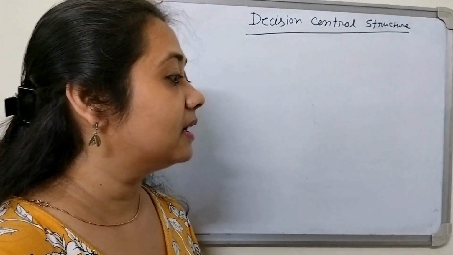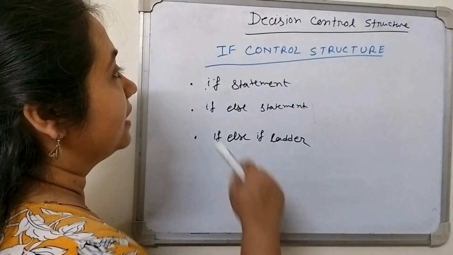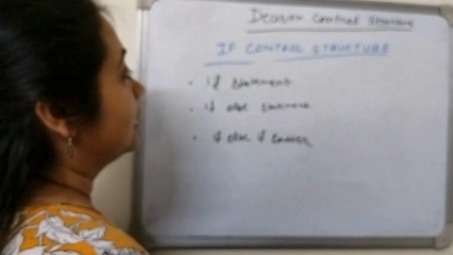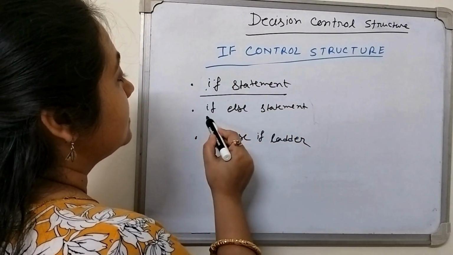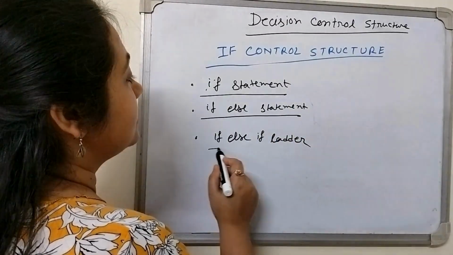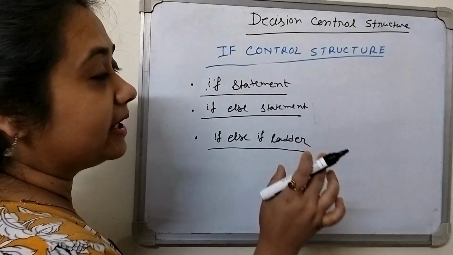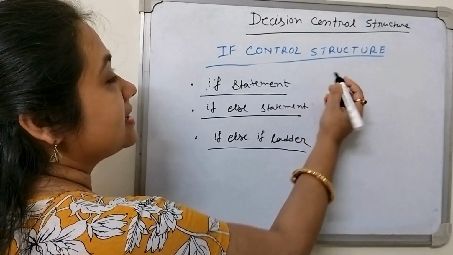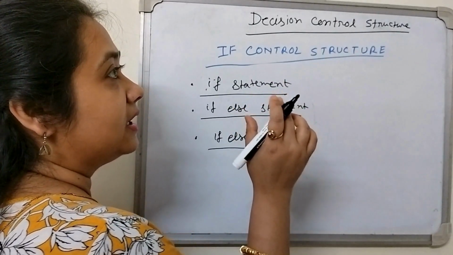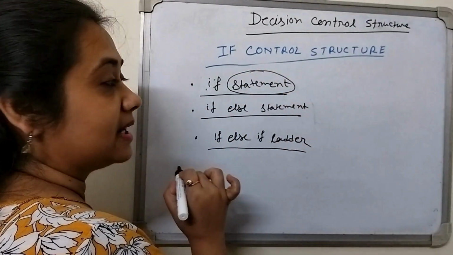So what are the decision control structures? First we come to the if control structure. In the if control structure, there are three parts: the if statement, the if else statement, and the if else if ladder. Suppose if it is raining, we will play the outdoor game. That means there is one condition. If the condition is true, then we execute the particular statement.